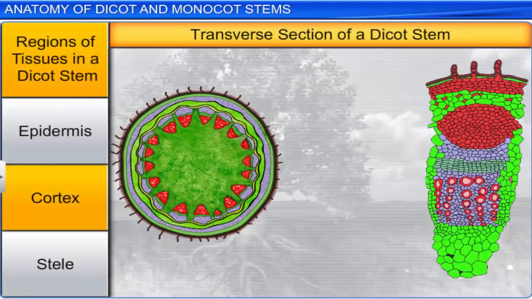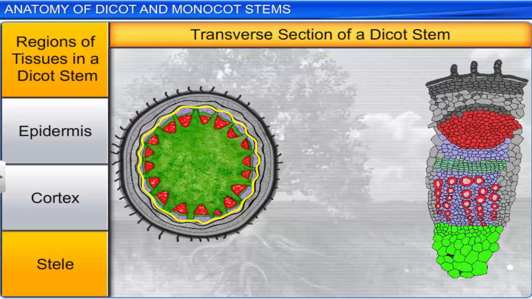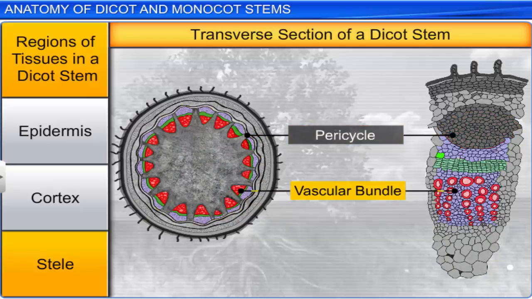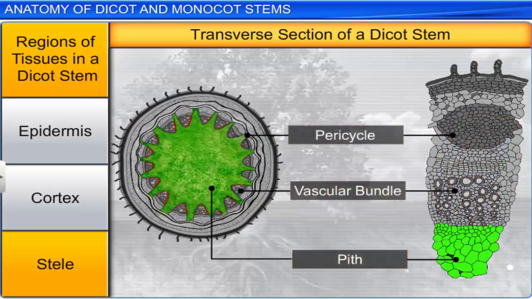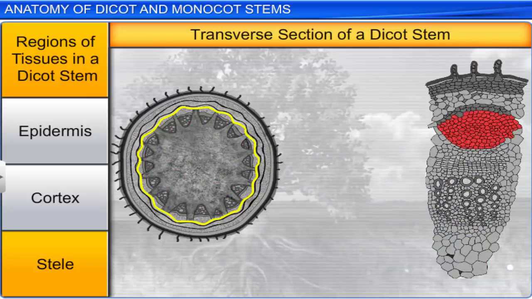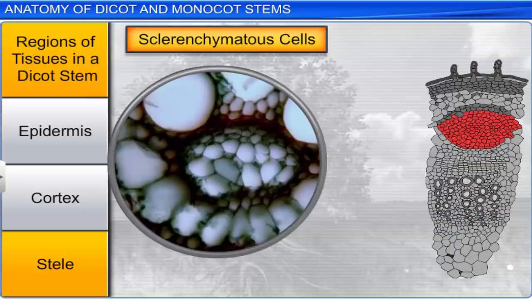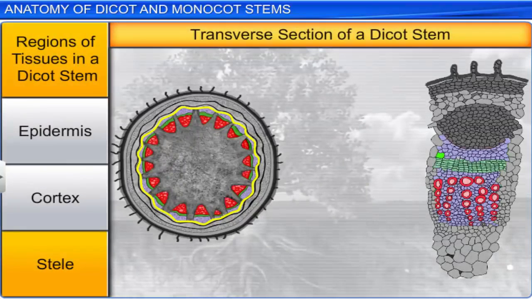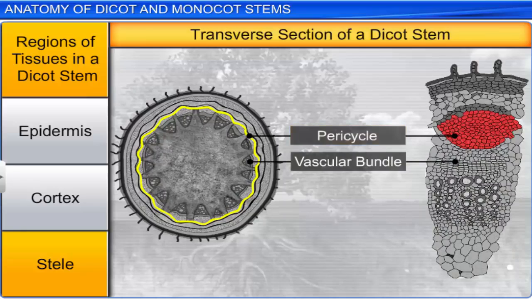Let's now examine the composition of the stele, which forms the last region of a dicot stem. This region consists of the pericycle, the vascular bundles, and the pith. The pericycle is composed of sclerenchymatous cells, and it lies on the inner side of the endodermis above the phloem cells. These cells act as a strengthening material. The vascular bundles are located in a ring on the inside of the pericycle. This ring arrangement is a distinctive feature of the dicot stem.